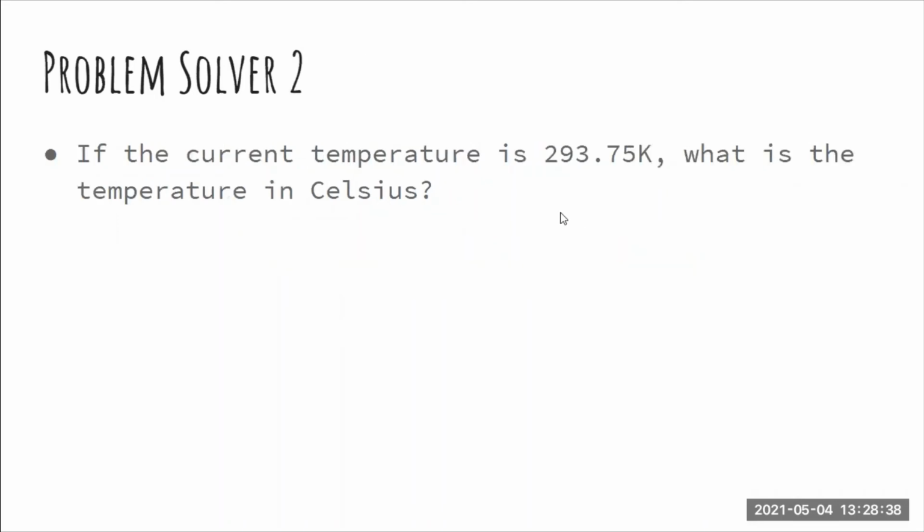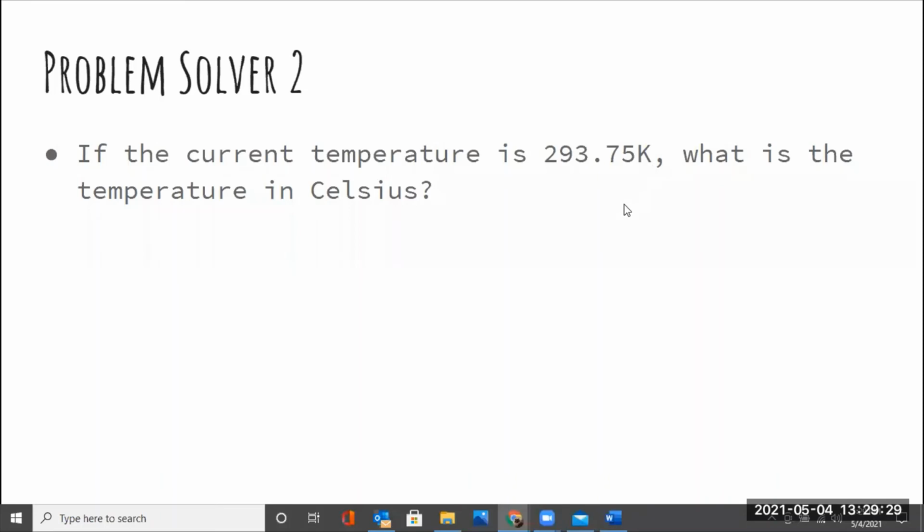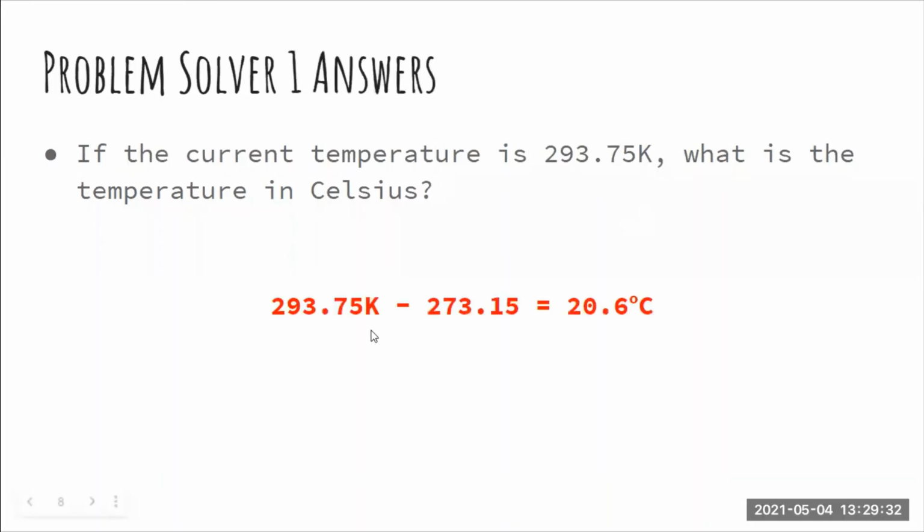Let's do another problem solver. If the current temperature is 293.75 Kelvin, what is the temperature in Celsius? Okay, so let's look how to get the answer. We take 293.75, you subtract 273.15, and you get 20.6 degrees Celsius.